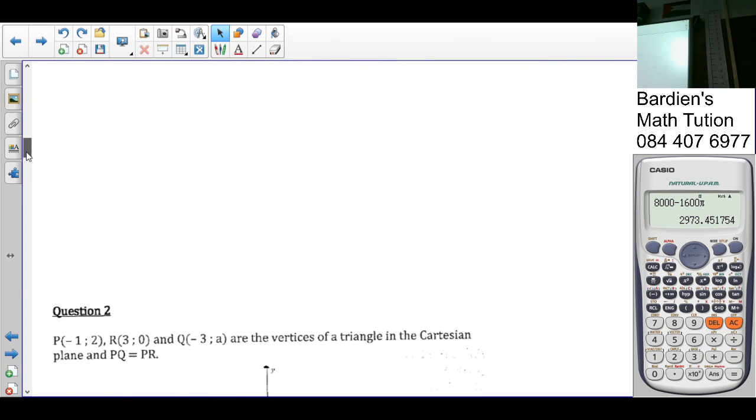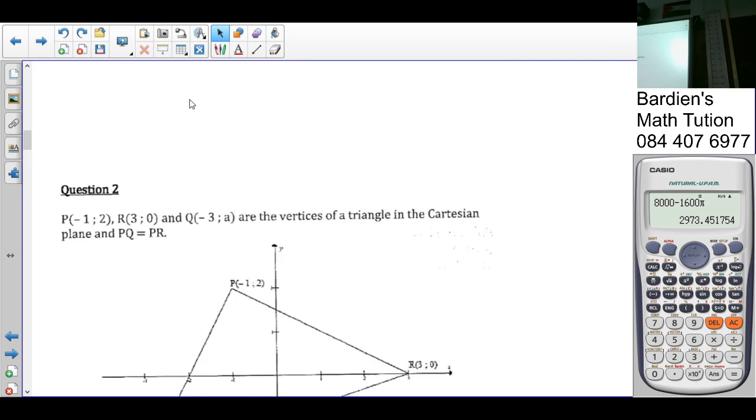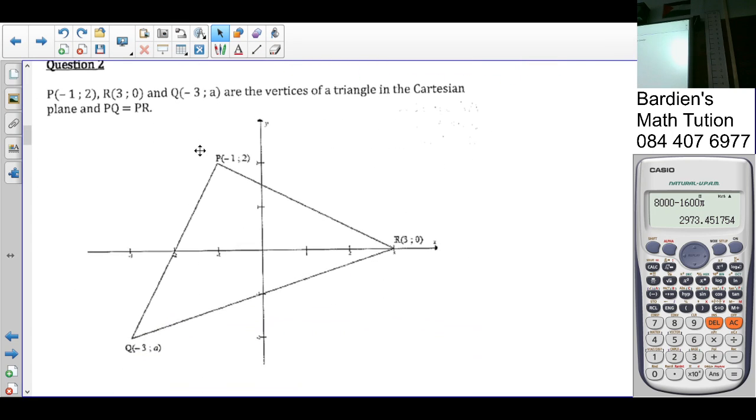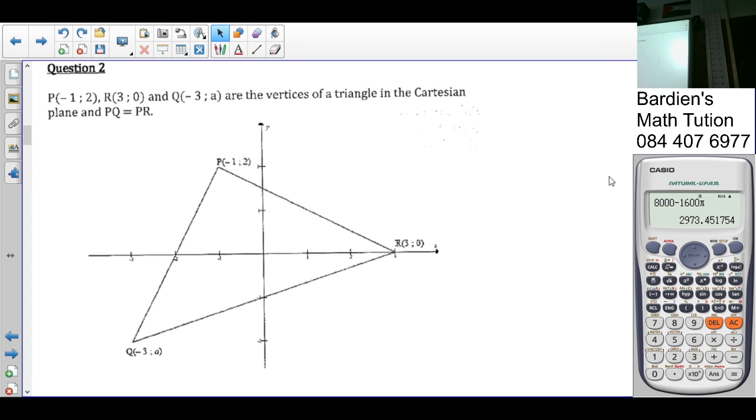So let's go to question 2. In question 2, I'm going to do the working out on the side, so I'm going to keep the diagram in focus, okay? So I'm going to minimize it a bit now. But first let's read and see if everything's in order. We are told that P, which is (-1; 2), R, which is (3; 0), Q, which is (-3; A) are vertices.